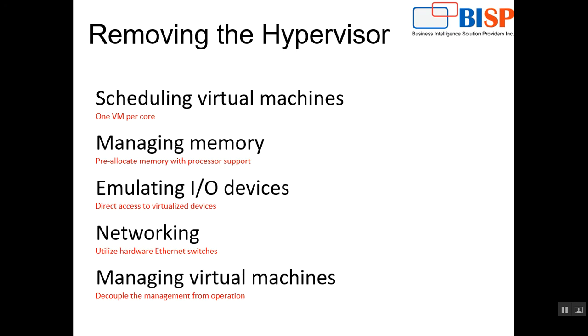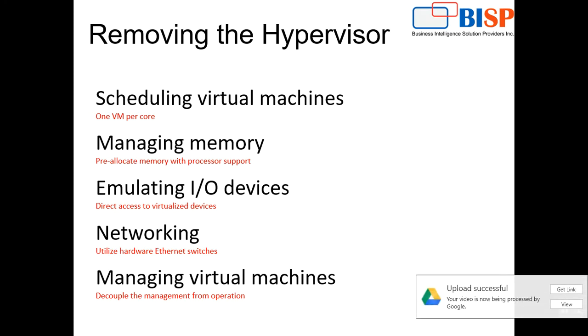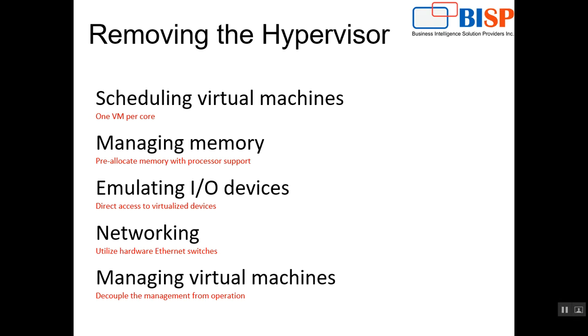Now the second thing is managing memory. The hypervisor manages the memory also, but if we allocate pre-allocated memory with the processor, so that if the processor supports 2 GB RAM, it will not take above 2 GB RAM, right? Earlier the hypervisor enforced the restriction that you can use only 2 GB RAM. So if we do this kind of automation, we are basically removing the hypervisor.